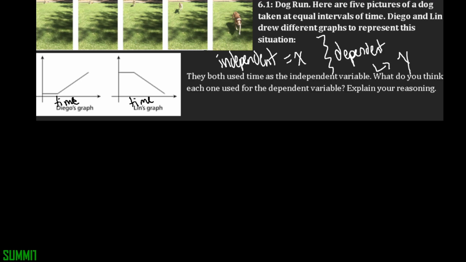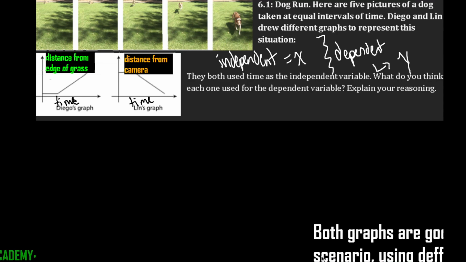All right, so for the first one, we can say Diego's graph is going to be the distance from the edge of the grass. So he's saying, as time goes further on, the distance increases from the edge of the grass. Notice how the dog is getting further away from the edge. And then on the second one, we can say distance from the camera is going to be Lynn's graph, because the dog is getting closer.